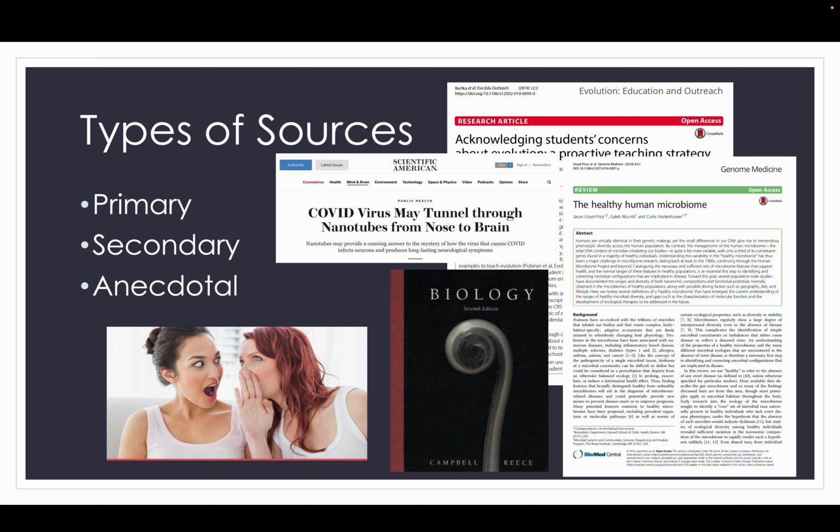Anecdotal, an anecdote is a personal story. So anything you read on social media is just people's anecdotes. And just because there's 100 anecdotes that say the same thing, it doesn't actually constitute data. You actually need to do a controlled experiment, publish a paper, primary article.